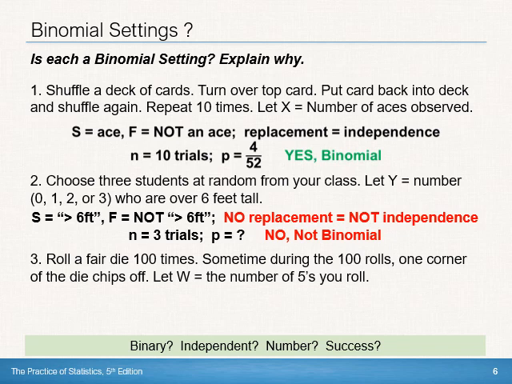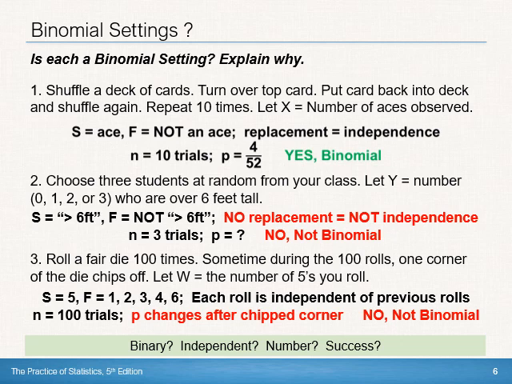All right, next one, number 3. A fair die, that just means that each side is equally likely to come up. We toss it 100 times. Sometimes during the 100 rolls, one of the corners of the die gets chipped off. All right, and so now we're going to let the random variable W be the number of 5s we got when we rolled. And so is this going to be a binomial situation? So you probably are a little dubious of the fact that somewhere in between rolls, the chip on the corner broke off the die.